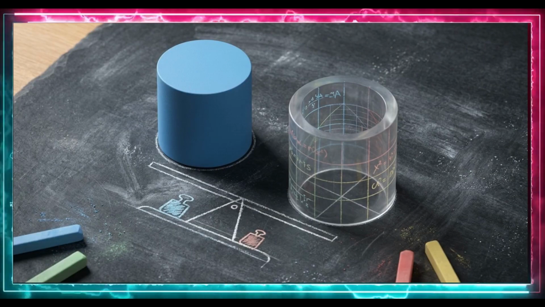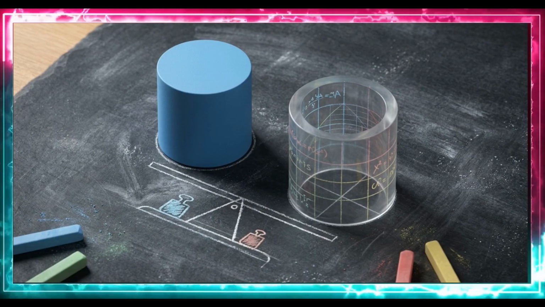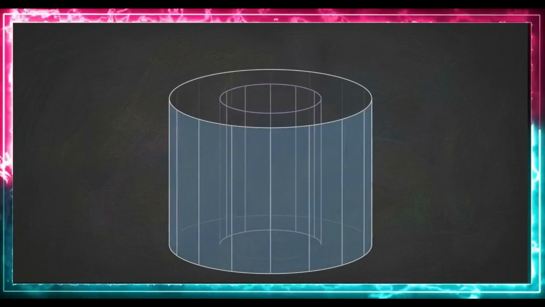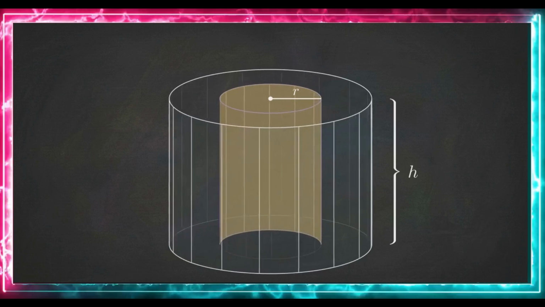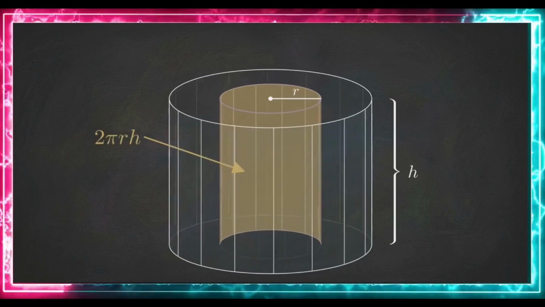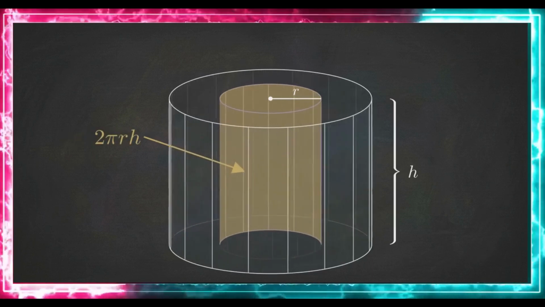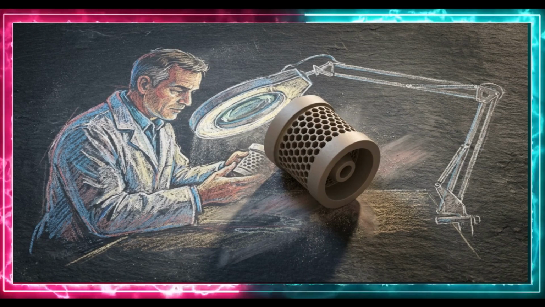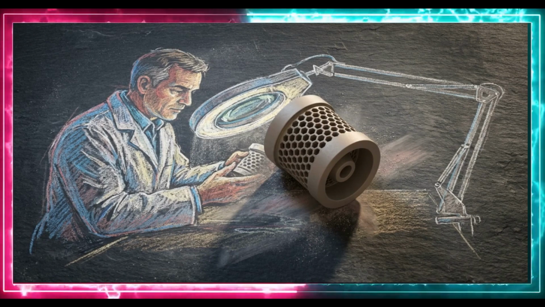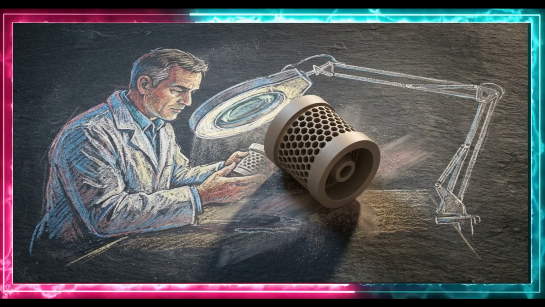But how does hollowing out a solid cylinder affect its total surface area? While volume decreases, the surface area increases. We must now account for the new internal curved surface area, 2π little rh, in addition to the external surface. This is a critical constraint for engineers. Reducing the mass of a part strictly increases the amount of surface area exposed to the environment.